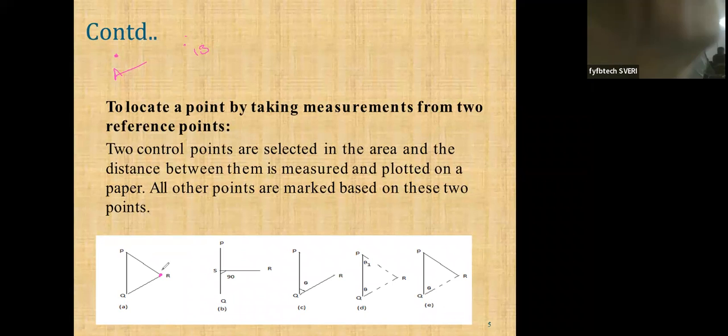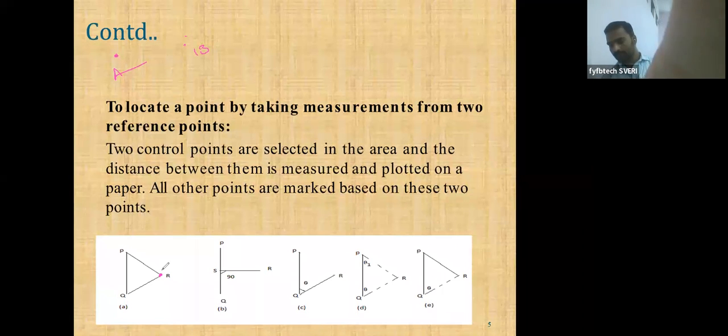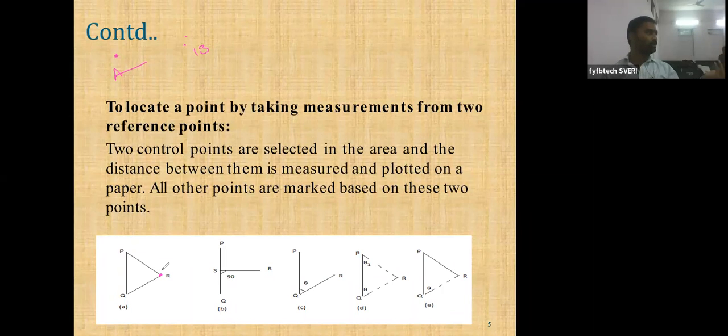Two measurements may be linear, or two measurements may be angular, or one is linear and the other is angular. So how to determine that? See, this PQ is a given line. All of you concentrate on the screen. PQ is a given line. This R is another point. I have to locate this R with respect to PQ only.